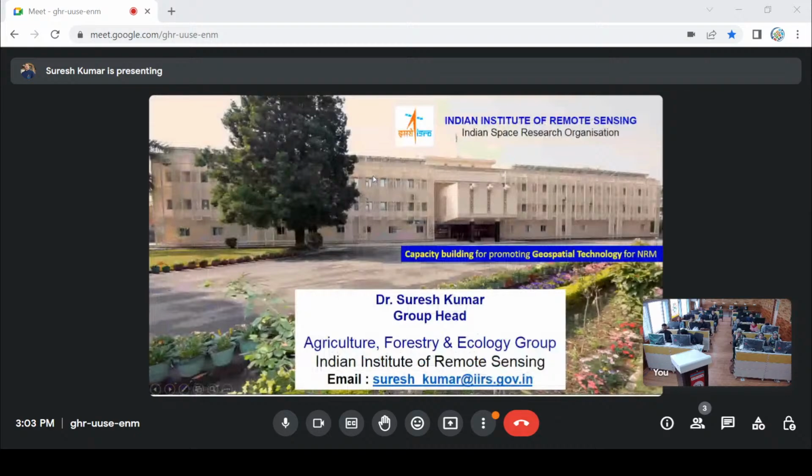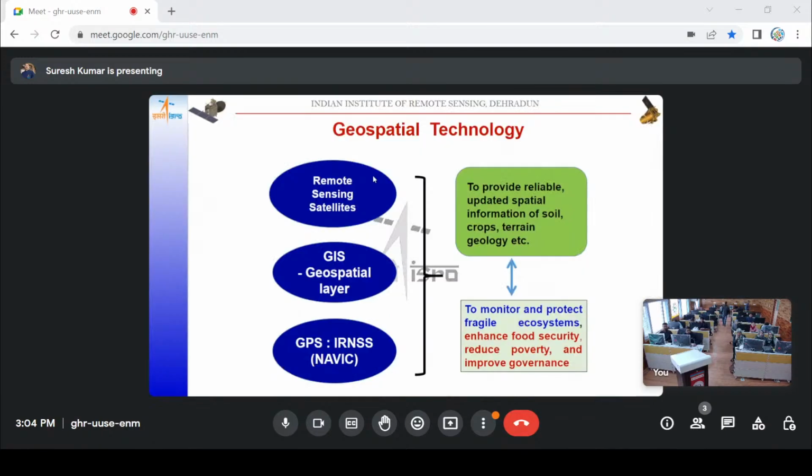Here, I will not go into detail, but just introduce that when we talk about geospatial technology, it includes remote sensing satellites and their applications in mapping and monitoring of resources, integrating various thematic layers which you have prepared as GIS layers using GIS software, and third, getting reliable information and reliable position using GPS. These three technology integrations are known as geospatial technology. It provides you reliable, updated, spatial information of soil, crops, terrain, geology, and many more.